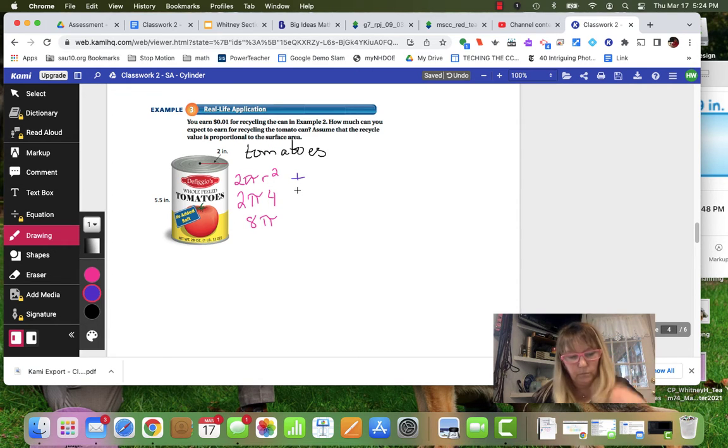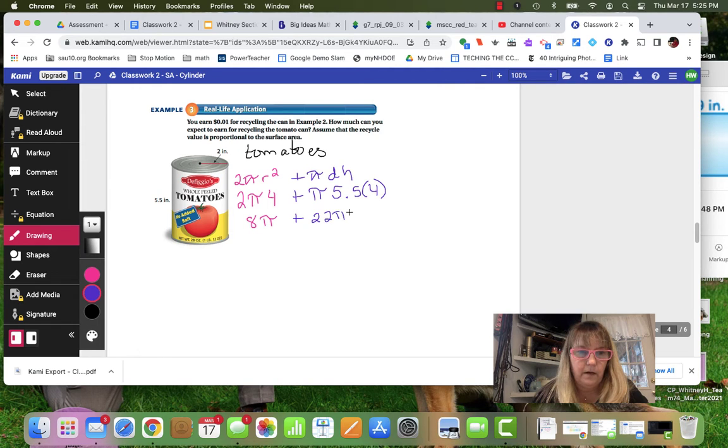So the lateral surface, or the part that goes around the can, is pi times the diameter times the height. So plus pi, we're going to leave that as a constant. The height is 5 5/10, and the diameter is 4. We multiply 4 times 5 5/10, we end up with 22 pi. And when we add all of these together, yikes, we end up with 30 pi. And that's the tomatoes.